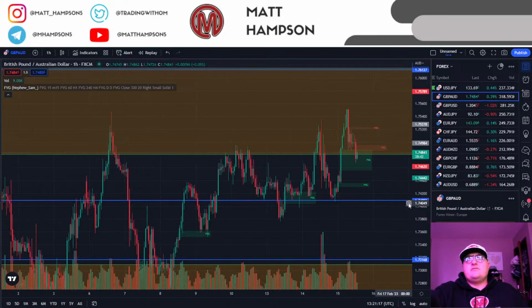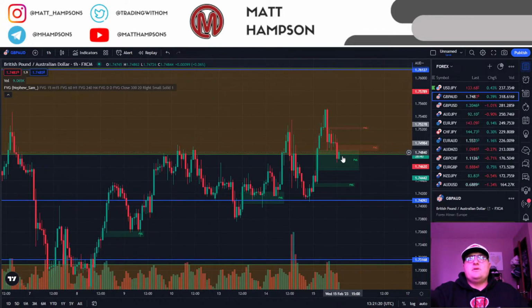Looking like we got a little bit of a double top. Seeing some sort of effort to retrace here. But if we see this come down here, bounce off this FVG. So we got an FVG, a fair value gap right there.